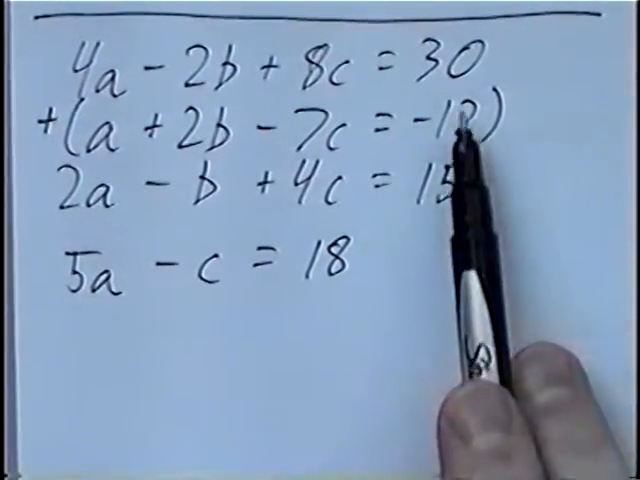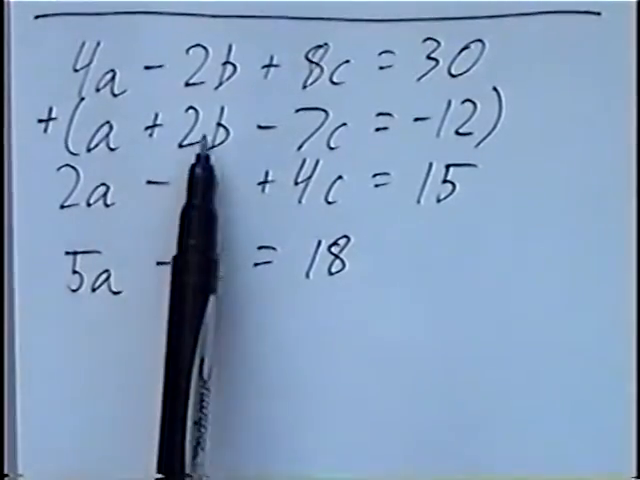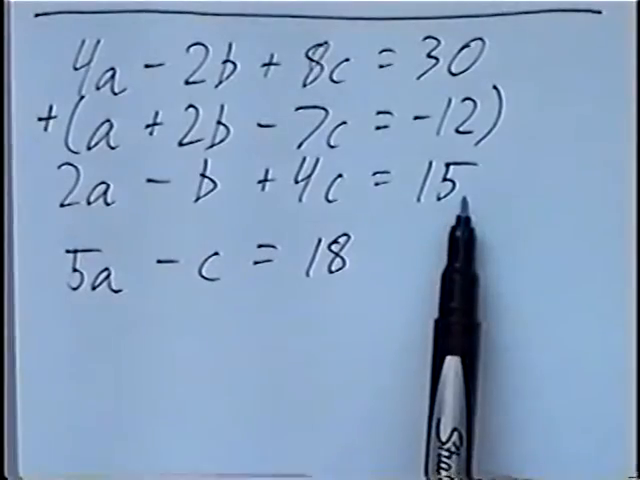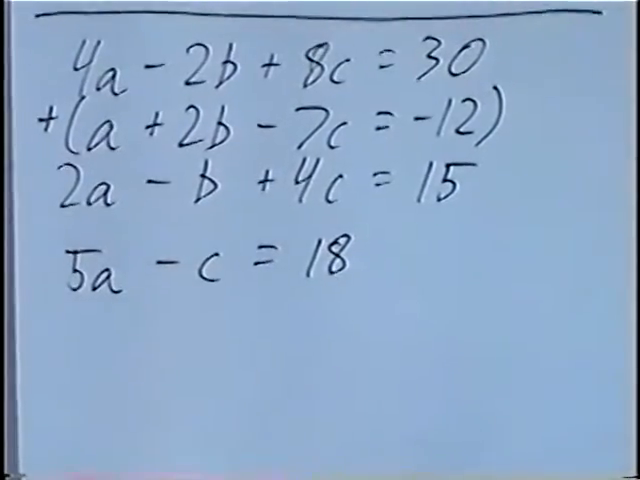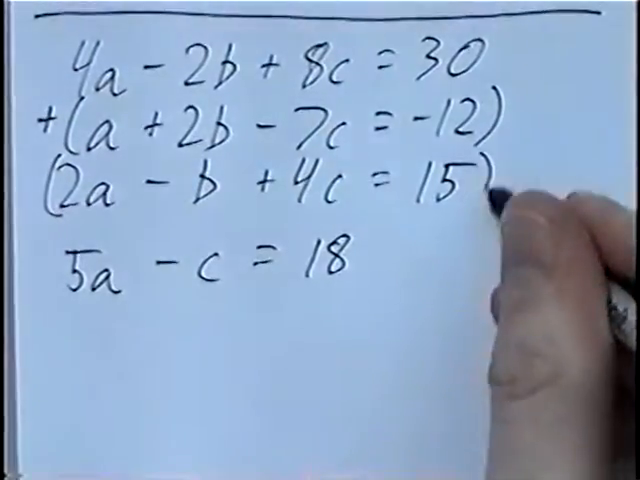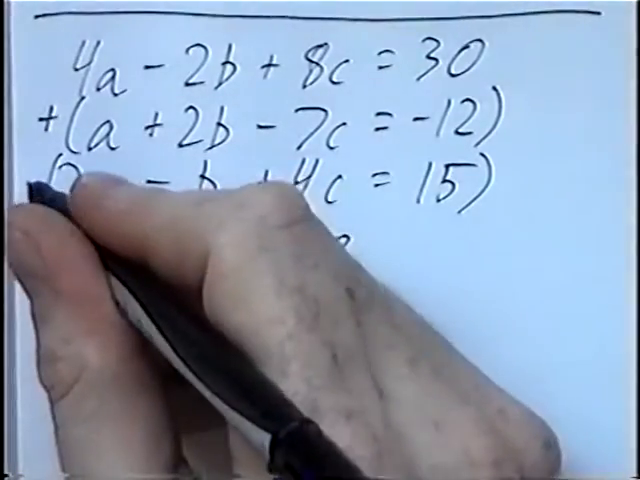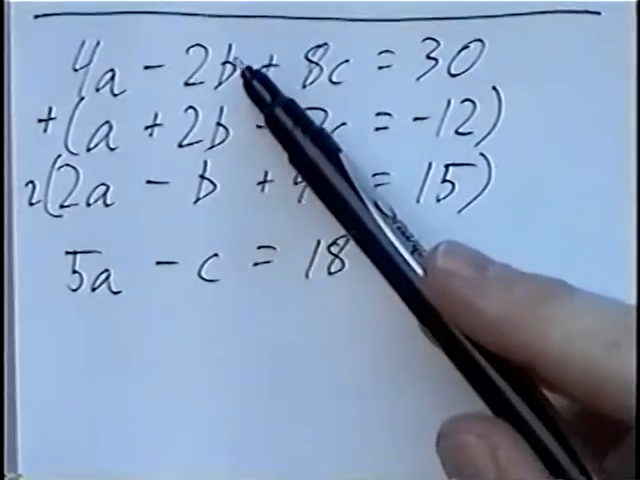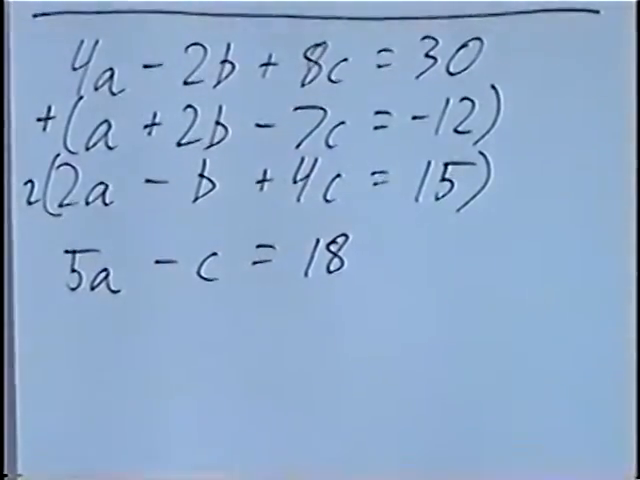Once you combine two of the equations to cancel out a variable, in this case b, you want to use the other equation, which is the third equation we have not used, and cancel out that same variable. For example, if we take the third equation, we can multiply by 2. That way we'll have negative 2b, and then we can combine it with either equation to cancel out the b's.